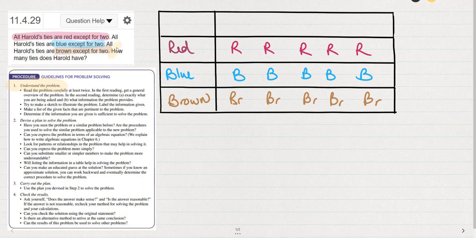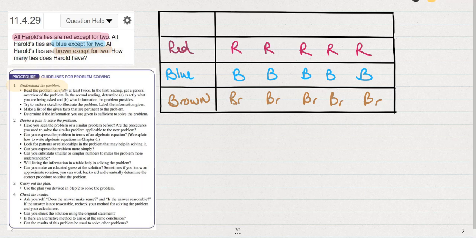And I can read this to see what's the question. How many ties does he have? So I feel like I have a good understanding of what the problem is asking, and I have a good understanding of what I'm given. I'm given that there's at least one red, blue, and brown tie, but how many are there of each?